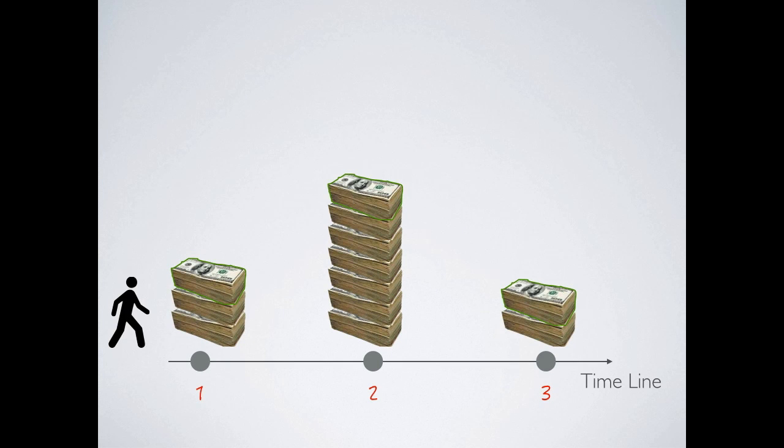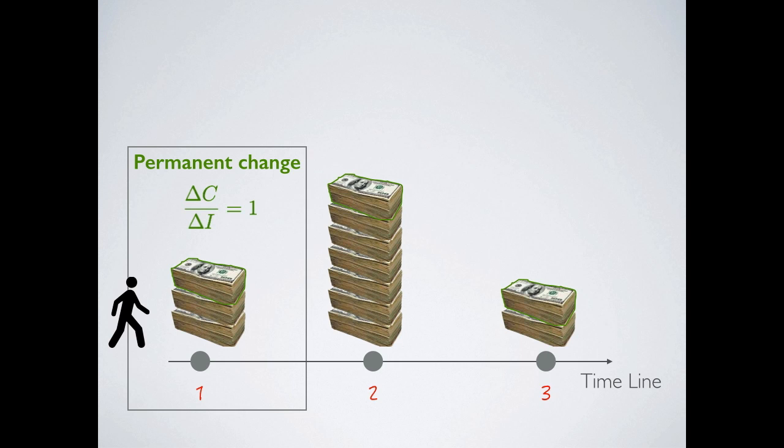The fourth observation is that when there is a permanent income change, then today's consumption will increase almost as much as today's income change. This is only true when the income change is a permanent phenomenon.